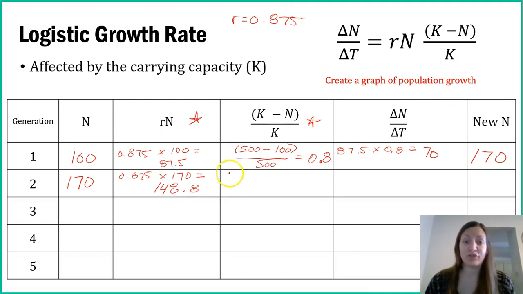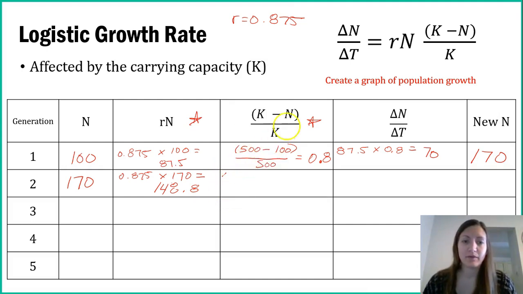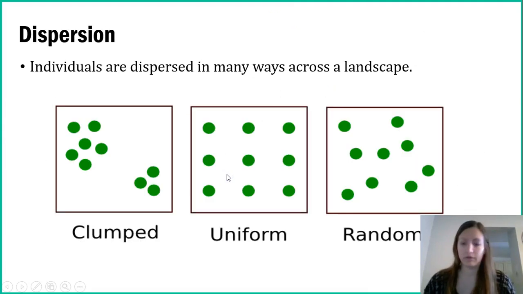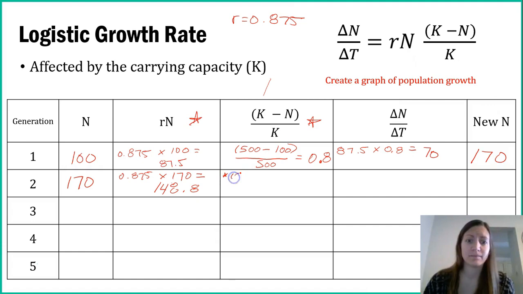Here is where a lot of students mess up, and I'm going to put a little star next to it. A lot of students mess up when calculating this k minus n over k term. So k doesn't change, right? Our carrying capacity is still 500. Minus n. Our n is no longer 100, right? We are in a new generation. Our new n is 170. So make sure every generation you are updating this. This does not stay 0.8, right?